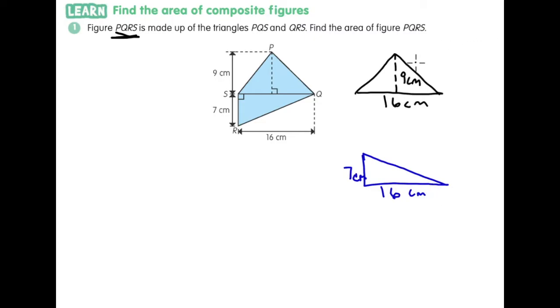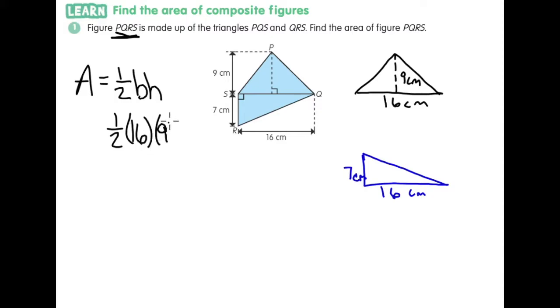Our formula for area of a triangle is area equals 1/2 times base times height. Starting with the top triangle, we have 1/2 times 16 times 9. And we could look at half of 16 as 8. 8 times 9 gives us 72. So the area of this top triangle was 72 centimeters squared.